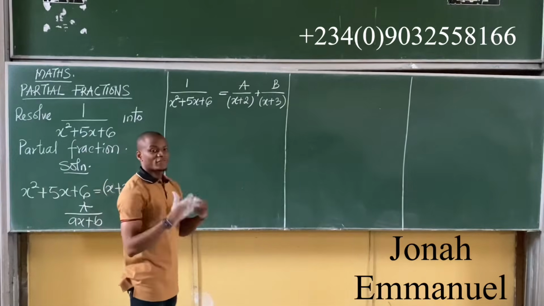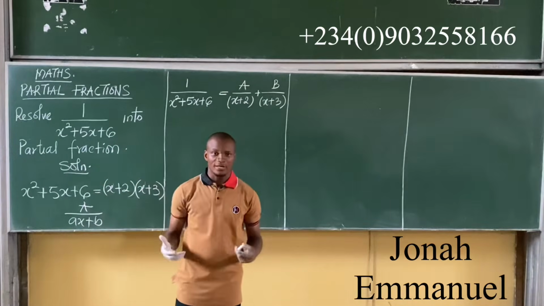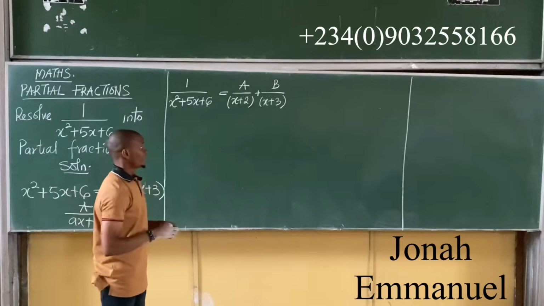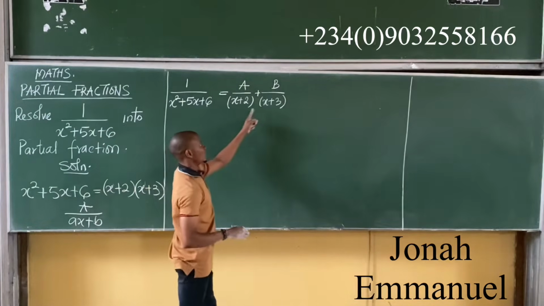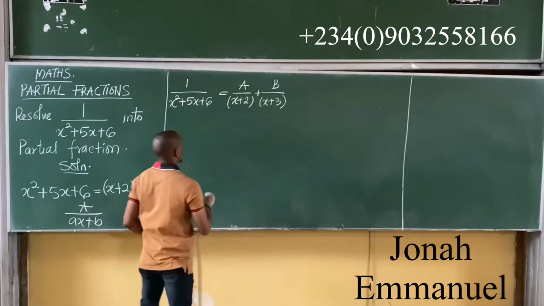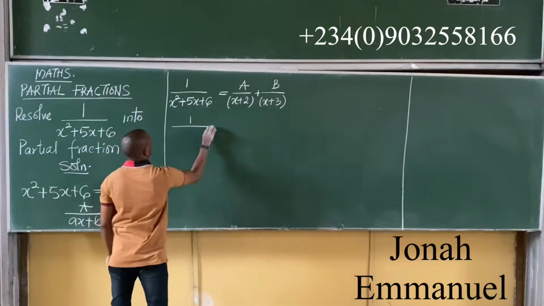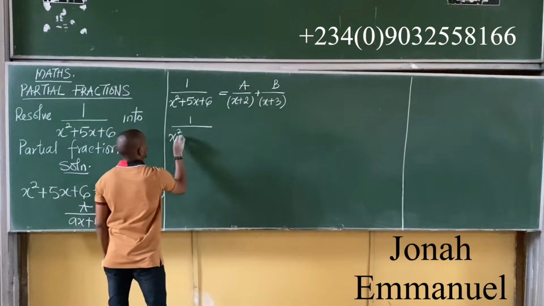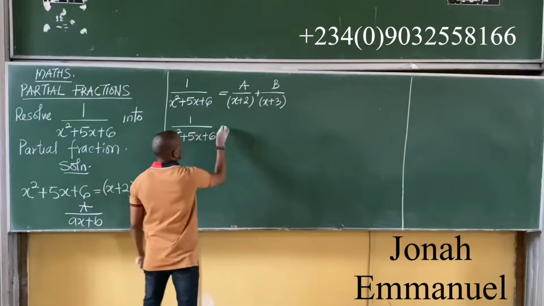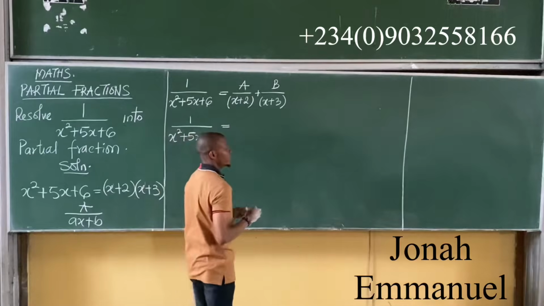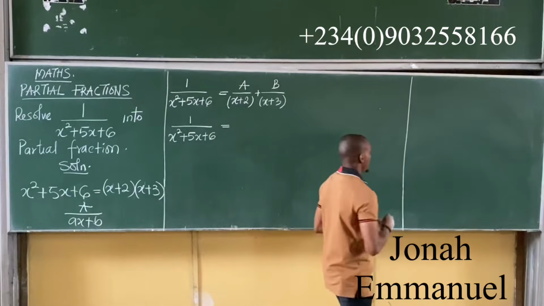So after we get the form of the partial fraction, what next? After getting the form there, my next step would be to take the LCM of these two. From here, I have 1 all over x squared plus 5x plus 6 is equal to, now here's what I want to show you, look at it. And here's what you should know.